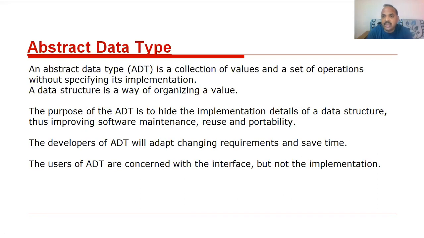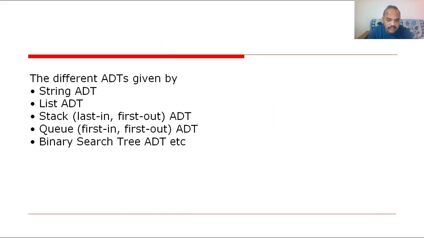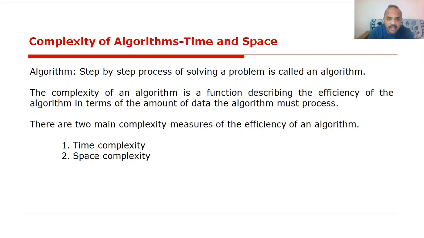Then ADT, abstract data type. What is an ADT? An abstract data type is a collection of values and a set of operations. What is a data structure? The way of organizing data is called a data structure. Here the ADTs are hidden in the data structures. Clear? Next, these are the abstract data types: string ADT, stack ADT, array ADT, queue ADT, linked list ADT, binary search tree ADT, etc. These are all the ADTs.